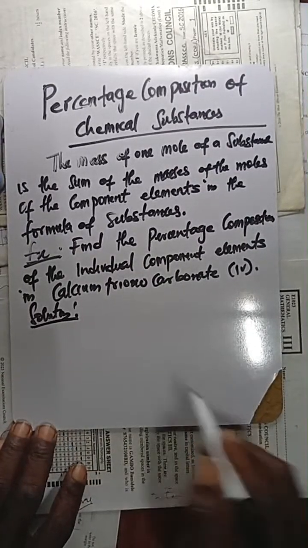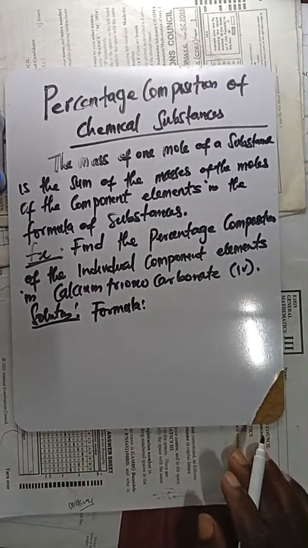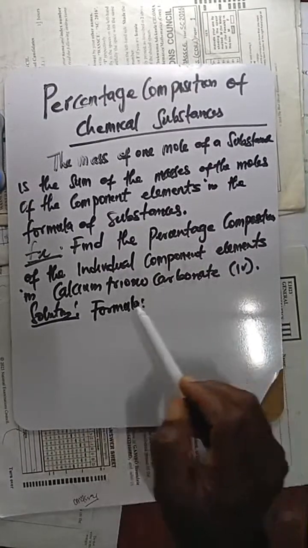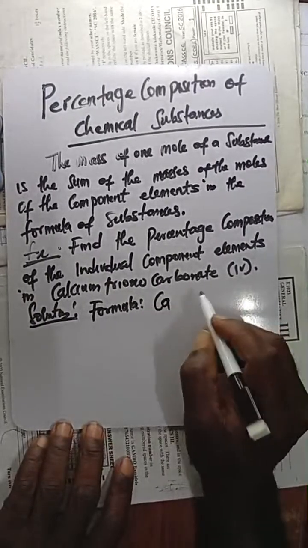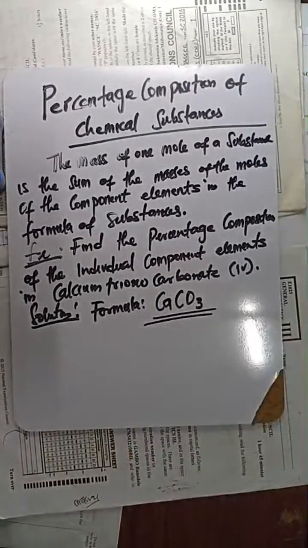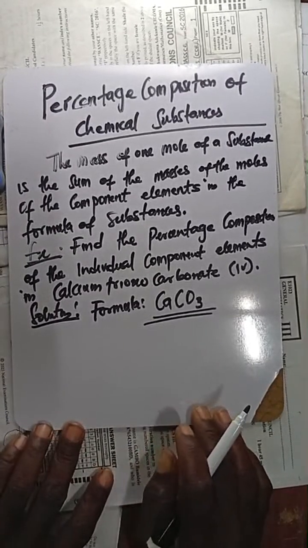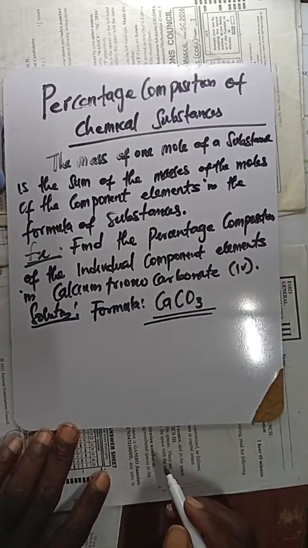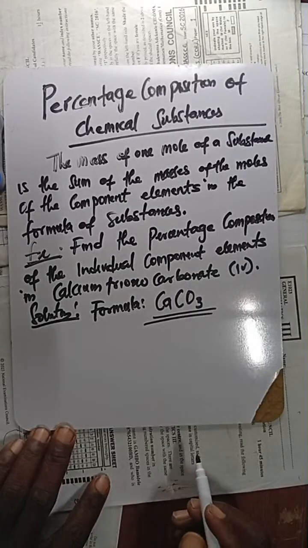What is even the name? It will give you a formula. That is what we used to deal with in chemistry. What is the formula for calcium carbonate? This is the formula for calcium carbonate. Now, in calcium carbonate, how do you get the molar mass? So the percentage composition of each.